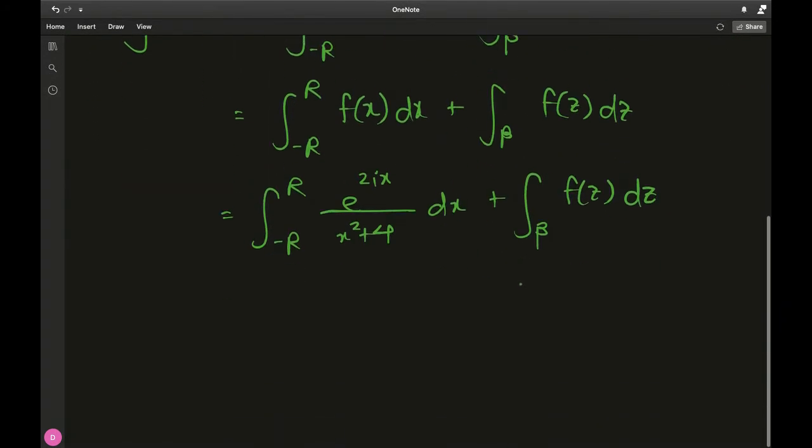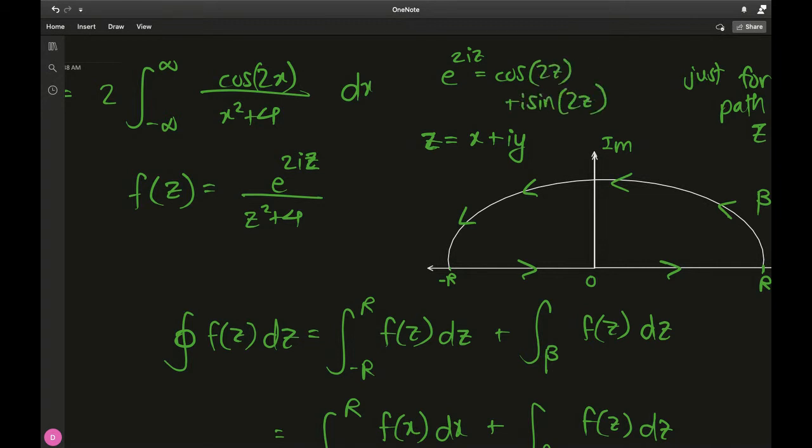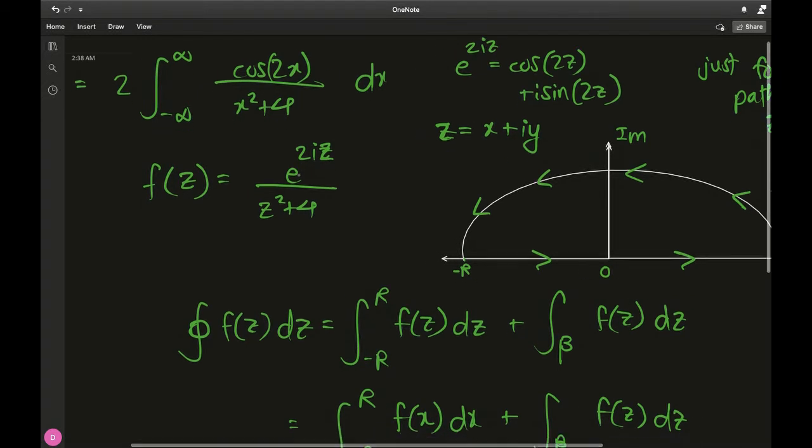Okay, and in case you were wondering, instead of this cosine 2x, why did we take e to the 2iz? That's because we are actually trying to generalize. When we do complex analysis, we actually try to generalize stuff. So e to the 2iz by Euler's formula is cosine of 2z plus i times sine of 2z. And whenever you have a cosine or a sine term, always use exponentials of this form. That's actually the right way of doing it, nothing else.